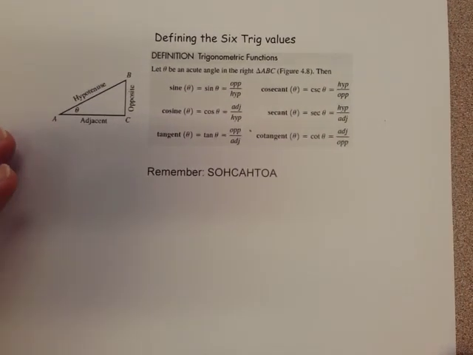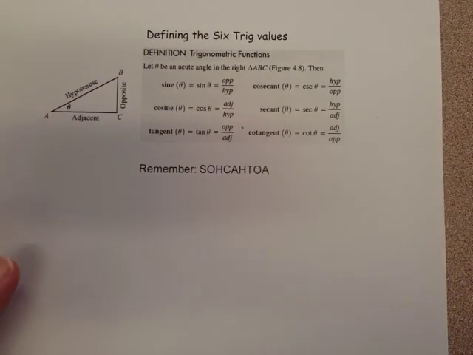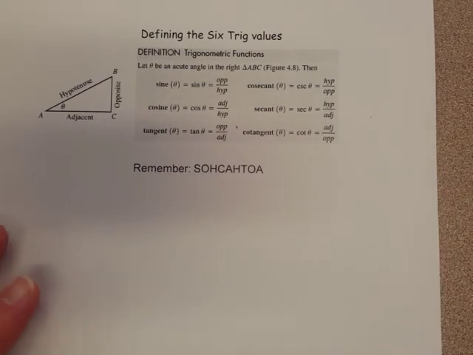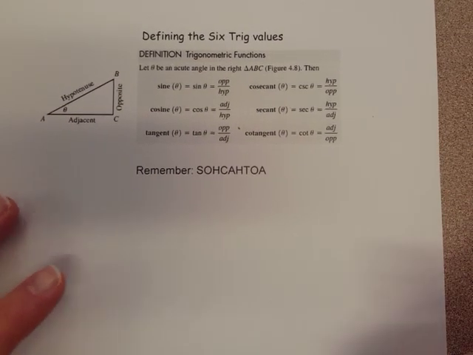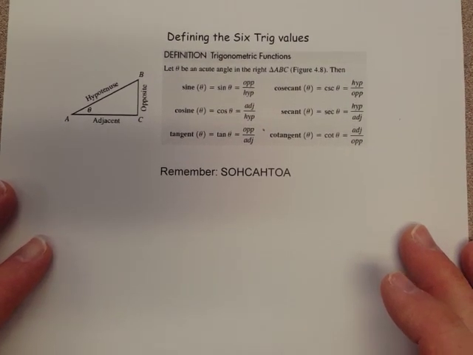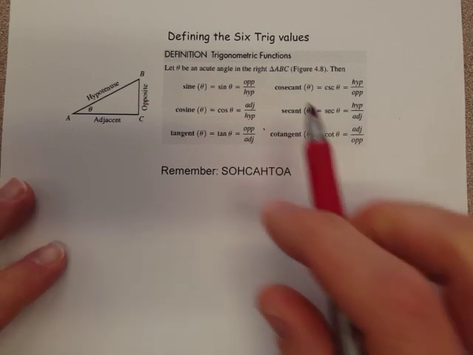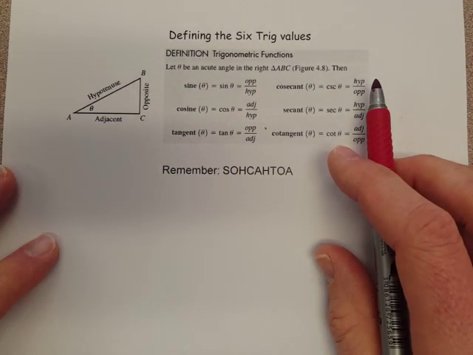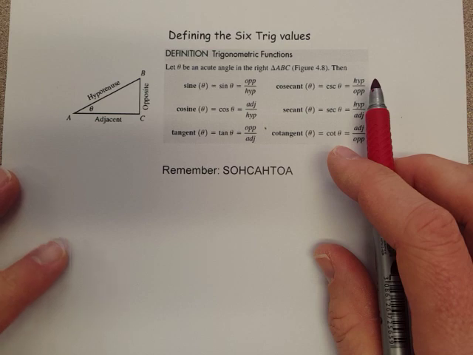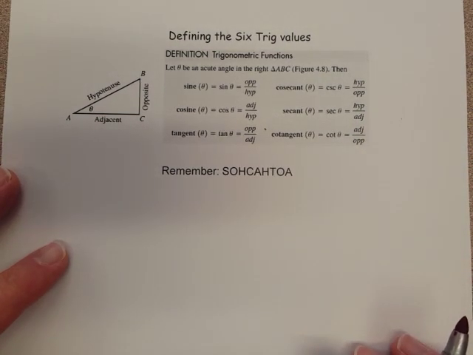We are now in 4.2 and we're going to be starting actually working with trigonometry. So in 4.1 it was mostly about angles, and that just lays the groundwork for what we do with trigonometry. So today we're going to take a look at the six different trig values. You've probably heard of these before, and you've probably heard of the shortcut SOHCAHTOA to remember sine, cosine, and tangent.